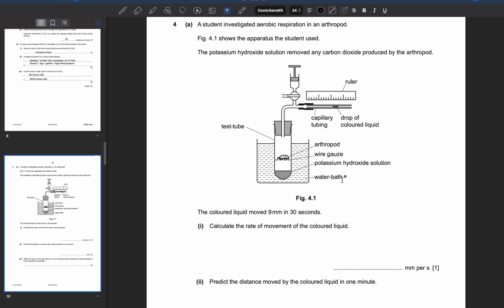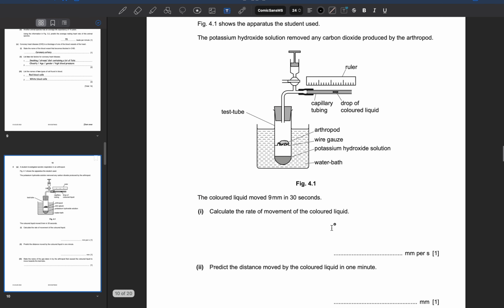It says the colored liquid moved 9 millimeters in 30 seconds. Calculate the rate of movement of the colored liquid. He wants it in millimeters per second. It's already in millimeters, so I don't need to convert anything. This is a very easy question, cross multiplication. I have 9 millimeters in 30 seconds, so x in 1 second, because he wants it per second. So 9 times 1 over 30, so the answer will be 0.3.